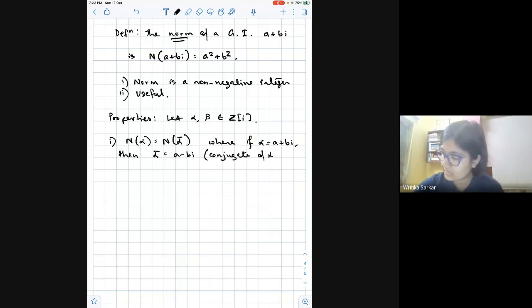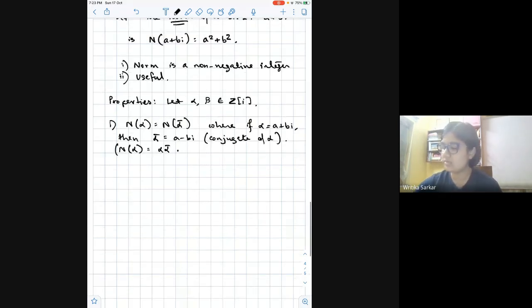Conjugate of alpha. Conjugates are useful because the product of the conjugates is actually the norm. So the norm of alpha is equal to alpha times alpha bar. They are very related numbers. In the complex plane, if this is your alpha, then your alpha bar, the conjugate, is just going to be the reflection over the real axis. This is going to be your alpha bar.